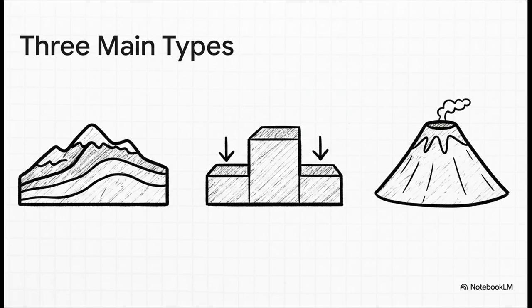Now, not all mountains are created equal. They actually form in different ways, and we can group them into three main types. You've got fold mountains, block mountains, and volcanic mountains. So let's break them down one by one.